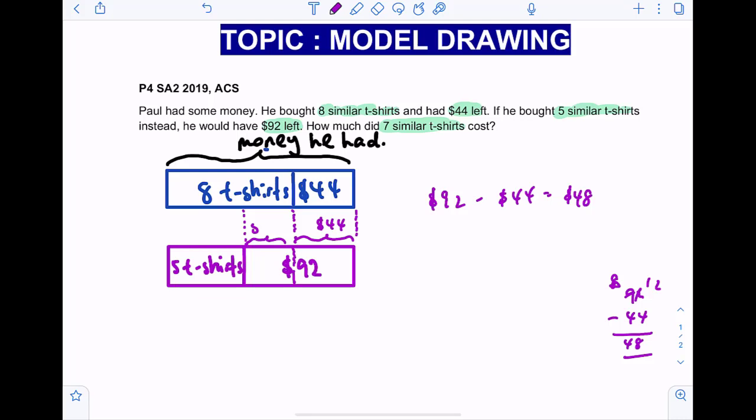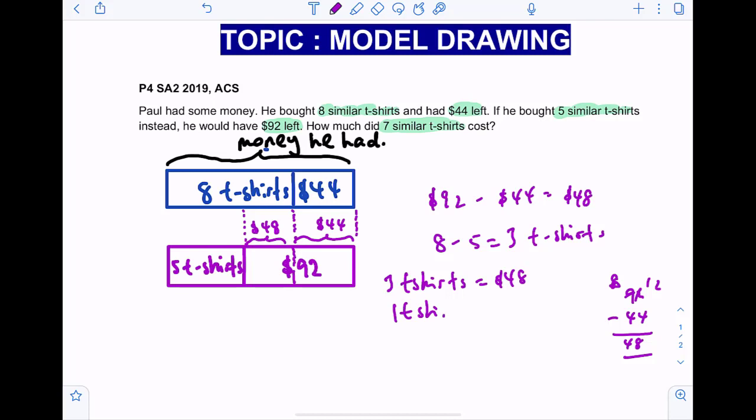Okay? So this section will be $48, which is 8 t-shirts take away 5 t-shirts. That will cost $48. 8 minus 5, that will be 3 t-shirts. Now 3 t-shirts will be equals to $48.